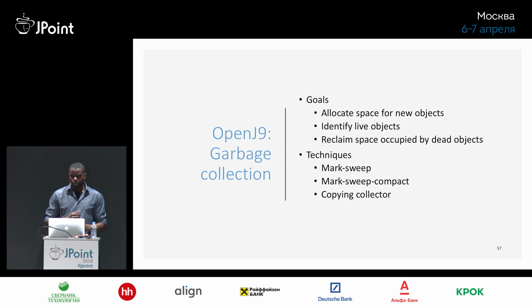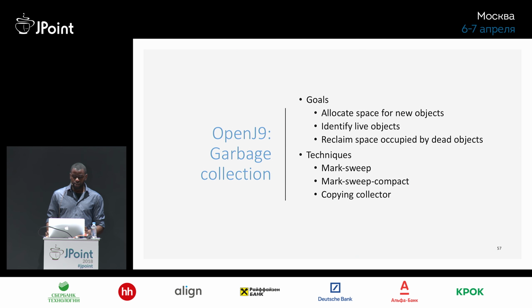So as you probably know, JVMs decouple the problem of memory management from application logic by providing garbage collectors. This means that programmers can avoid things like memory leaks and dangling pointers. So a GC has 3 main goals. It allocates space for new objects, it identifies live objects, and it reclaims space occupied by dead objects.